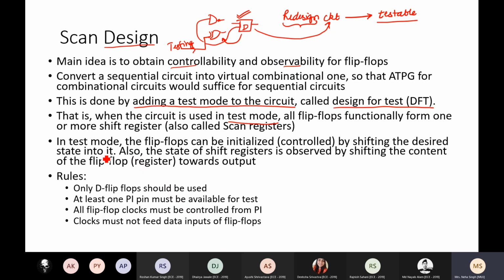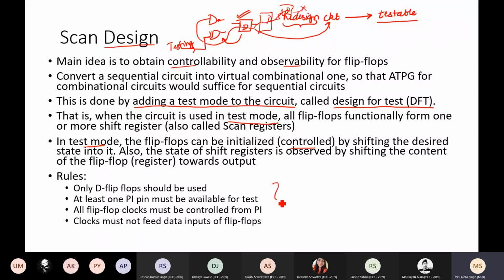So in test mode, जब हमें testing करनी है, the flip-flops can be controlled by giving some input and then shifting that input through multiple D flip-flops, right? So that this becomes a shift register. So एक input दिया, उसको shift किया, उसको shift किया. So I am able to control the values. Also, I'll be observing these values easily.